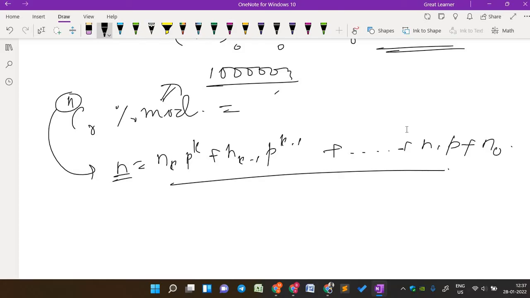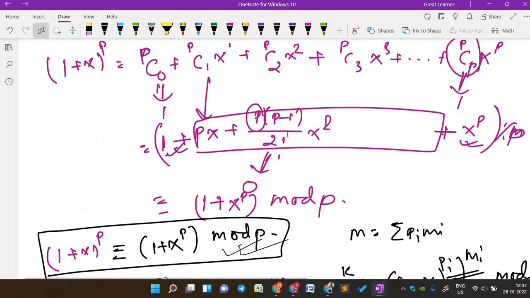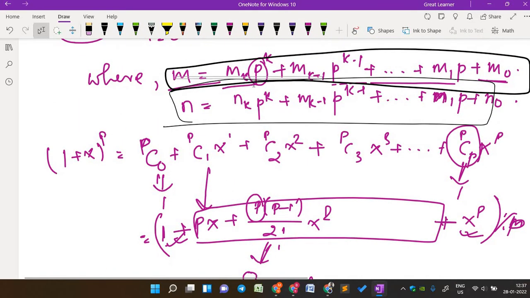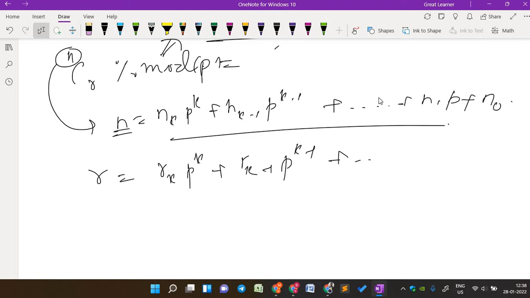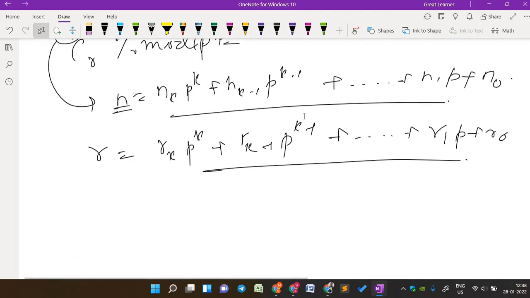We have seen this earlier in the Lucas formula. We can write m like that. Similarly, we can write r also like that. So r equals rk p raised to k, p is a prime number, plus r k minus 1 p raised to k minus 1 plus dot dot dot up to r1 p plus r naught, right? This is the formula for r.